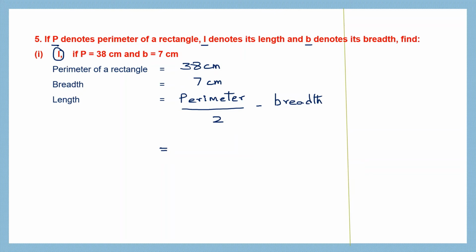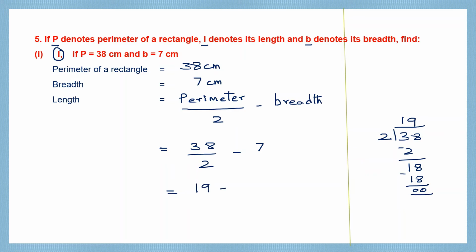So let's begin. Perimeter is given as 38 by 2 minus breadth is 7 centimeters. So 38 by 2. Let's do that division first. Divide 38 by 2. 2 ones are 2, minus 1, 8, 18. 2 nines are 18. So we've got 19. 38 divided by 2 is 19. 19 minus 7. 9 minus 7 is 2 and 1. So we have found the length to be 12 centimeters. So we've got our answer by using the formula. Length is equal to 12 centimeters.